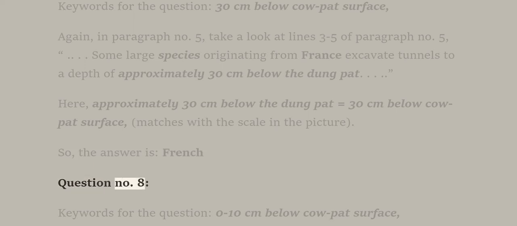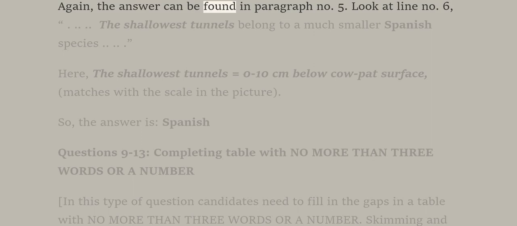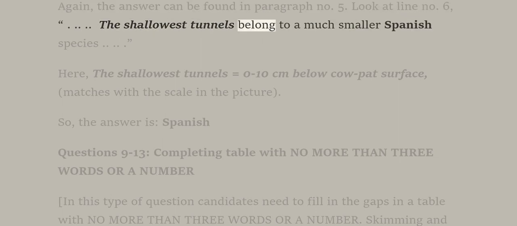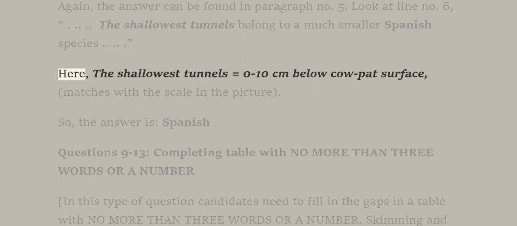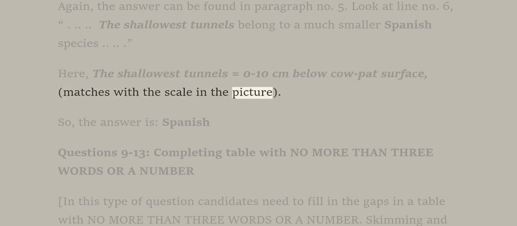Question number 8. Keywords for the question: 0 to 10 cm below cowpatch surface. Again, the answer can be found in paragraph number 5. Look at line number 6. The shallowest tunnels belong to a much smaller Spanish species. Here, the shallowest tunnels is equal to 0 to 10 cm below cowpatch surface, matches with the scale in the picture. So, the answer is Spanish.